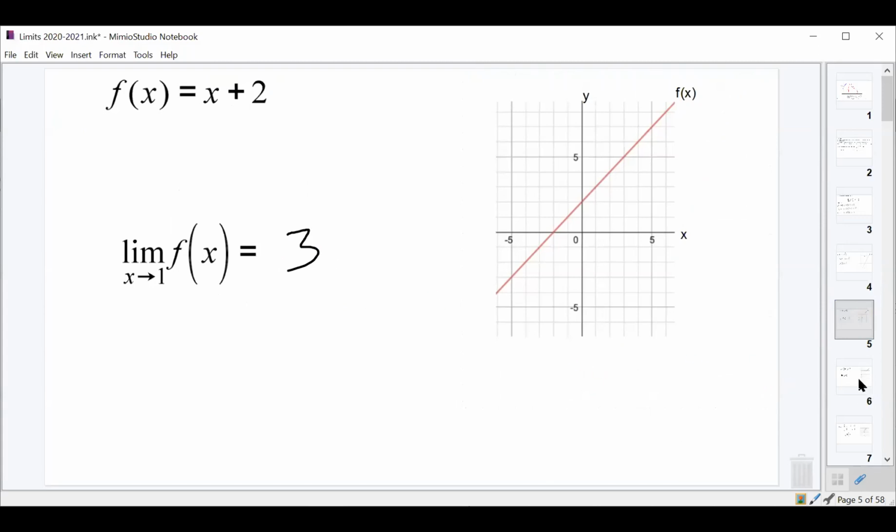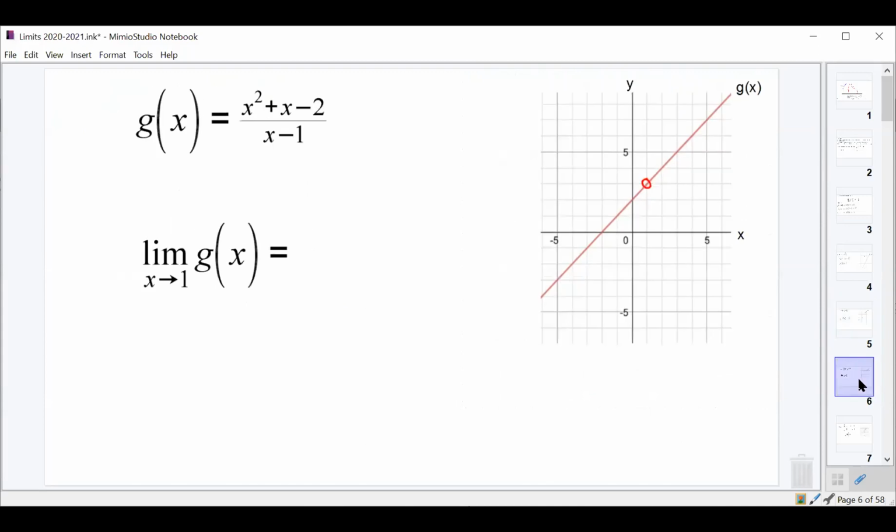This graph, x squared plus x minus 2 divided by x minus 1. So rational function, right? And you know how to graph rational functions, right? First thing you always do is you factor them, right? So what does this factor to? It's x plus 2 and x minus 1 over x minus 1, right?